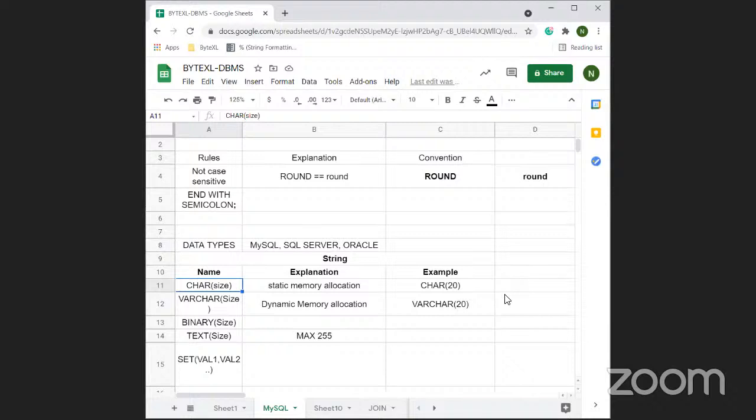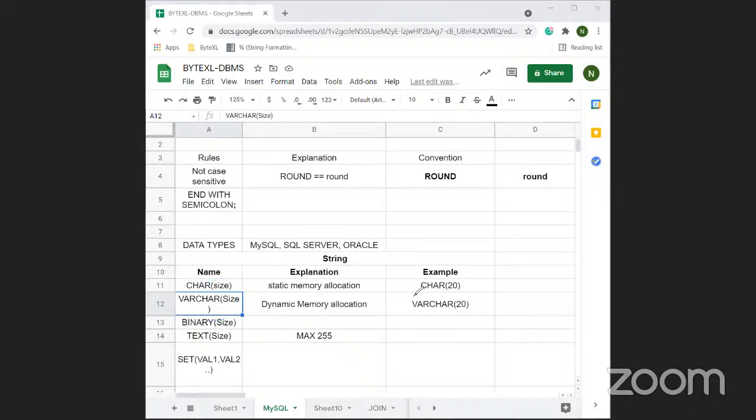If you want to store any string value, what is a string value? A group of characters. Any characters written in either single quotation or double quotation is called a string value. And this string value, like name, ID, these are strings. Phone number, they are integers. If you want to store a string value, you have to create a char. Then what is varchar we have been using? What is the major difference between char and varchar?